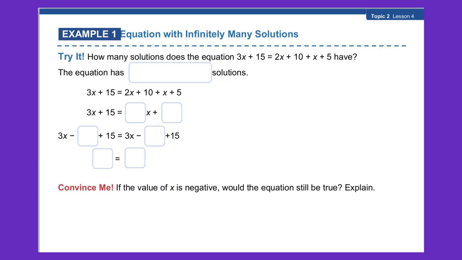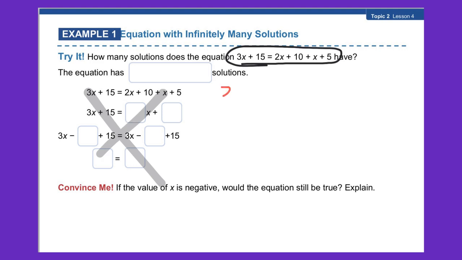This is the try it on the bottom of page 108, and since it comes directly after the infinitely many solutions problem, I'm guessing I already know how many solutions there will be, but let's go ahead and work it out anyway. So here is our problem. I'm going to rewrite it. I probably am not going to use their boxes because you know me and their boxes.